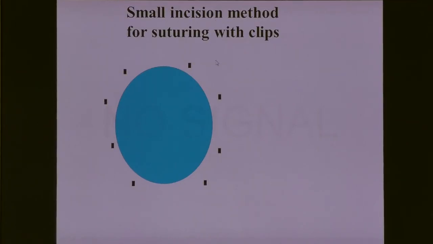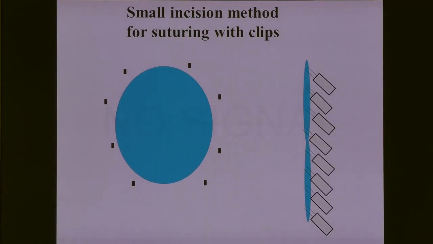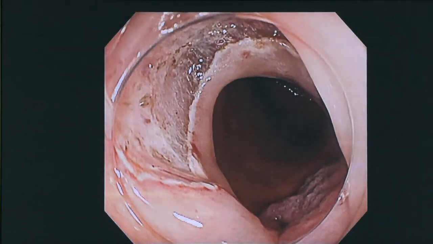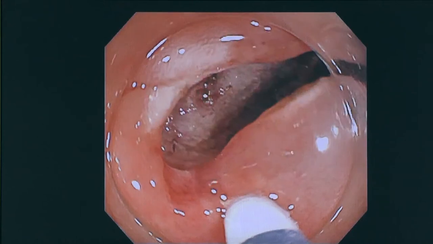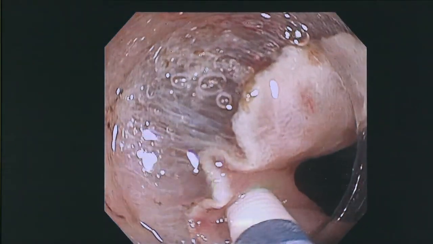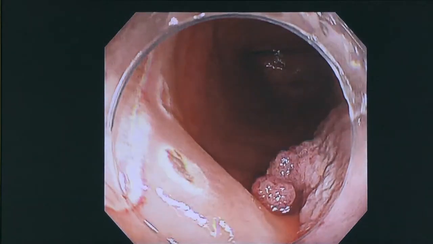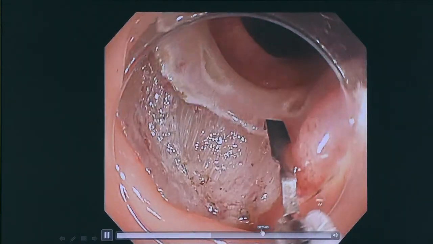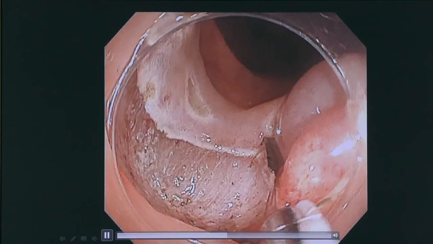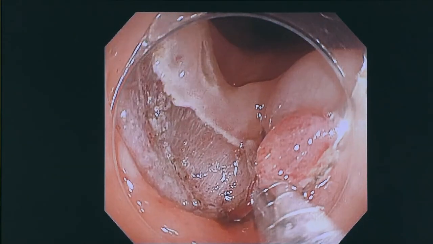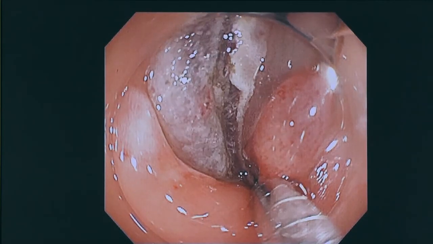One method is, this is the mucosa defect and you make small incisions surrounding the mucosa defect, and put the clips between those small incisions. I'll show the video. Small incisions are made at both sides of the mucosa defect like this, and you put the clip just into this small incision and shoot the clip.